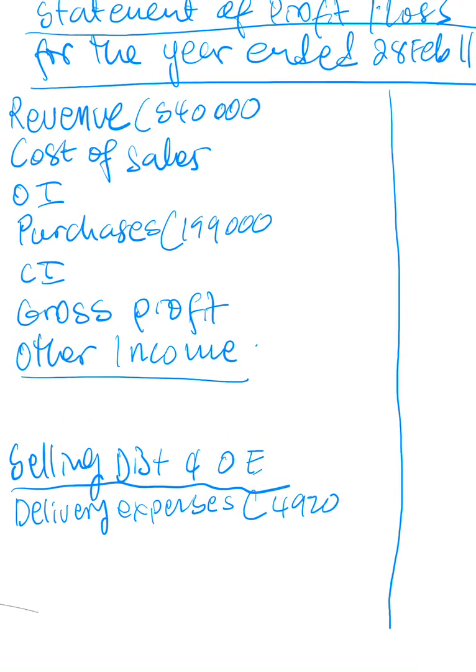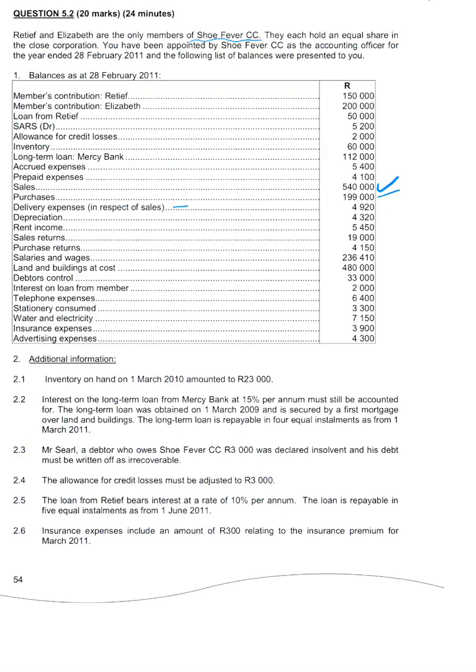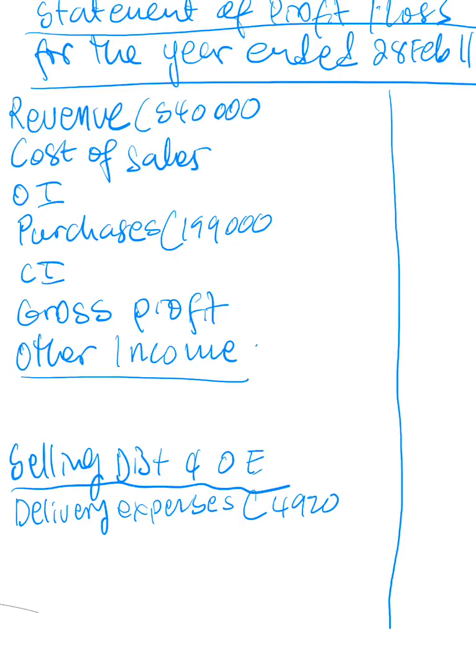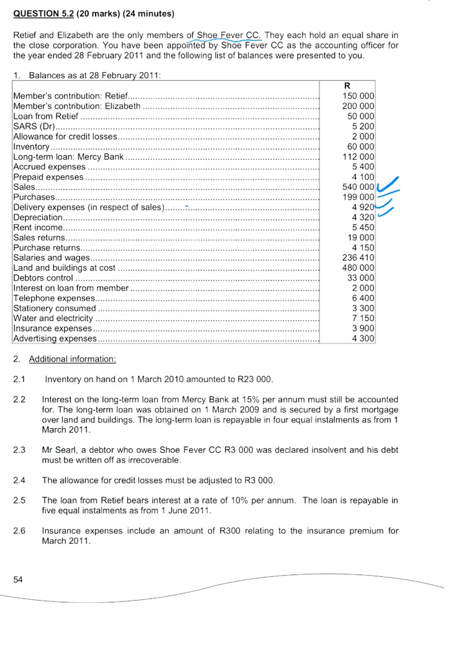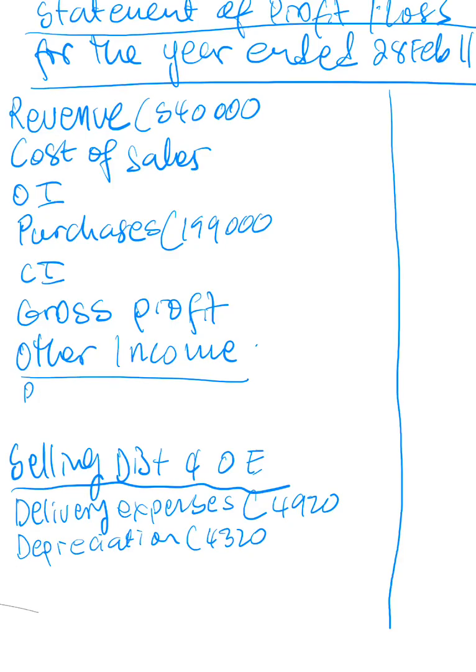Right, next we have got depreciation. It has been done for us for 320. So I'll put my depreciation there. Depreciation for 320. Next is the rental income. That's income. We're going to put it under other income. So write rental income, open my brackets, it's 5450.